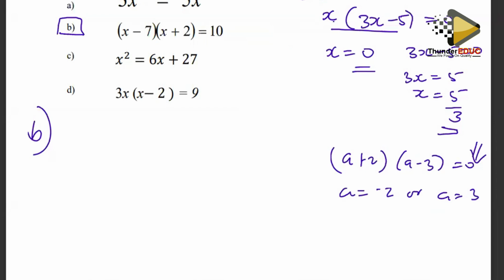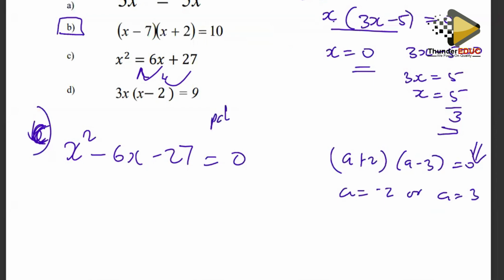Let's look at C. So still, things are being moved around, so we need to bring order to this equation. There's going to be x squared minus 6x minus 27 is equal to 0. So our product is negative 27, and then our sum is a negative 6.